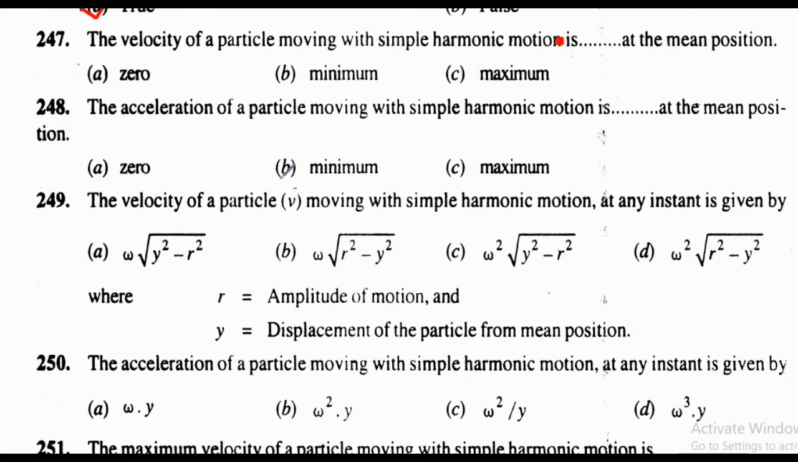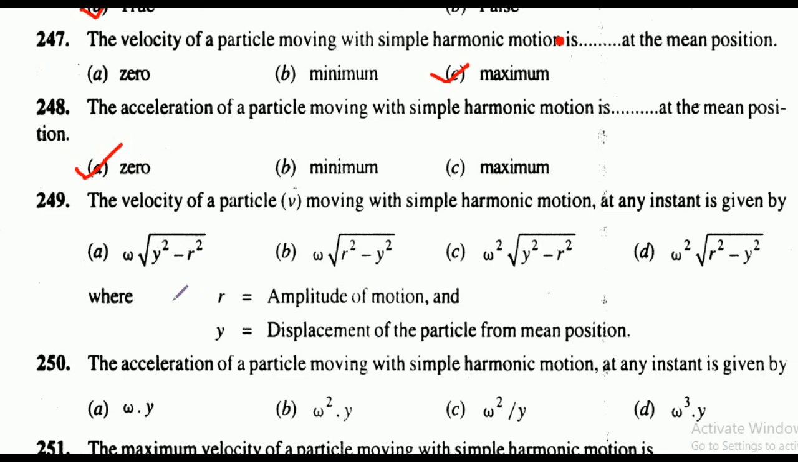Next is question number 247. The velocity of a particle moving with simple harmonic motion is dash at the mean position: 0, or minimum, or maximum. Here friends, the correct answer for this question is option C, that is maximum. The velocity of a particle moving with simple harmonic motion is maximum at the mean position. Next is question 248. The acceleration of a particle moving with simple harmonic motion is dash at the mean position. Here friends, options are 0, minimum or maximum. So here friends, the correct answer is option A, that is 0.